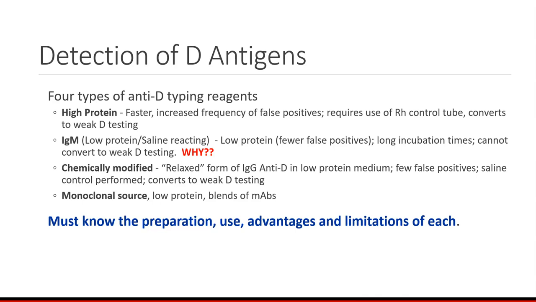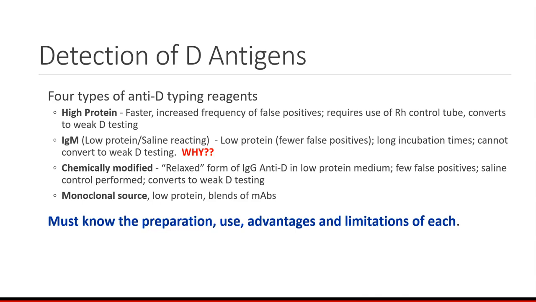IgM is a low protein saline reactant antibody. The low protein gives fewer false negatives. It does need a longer incubation time, and it cannot be converted to weak D testing. Why?